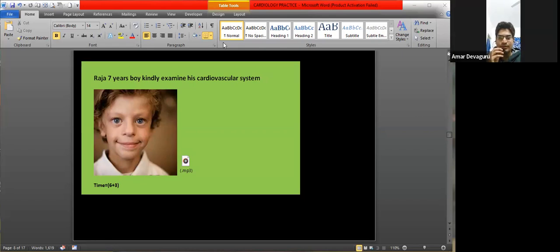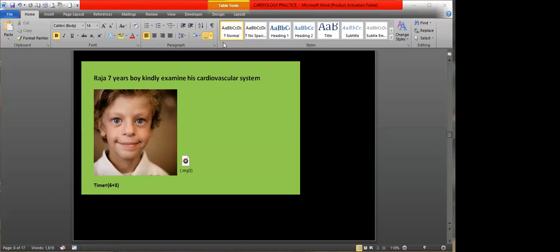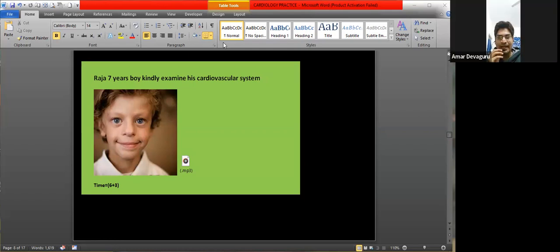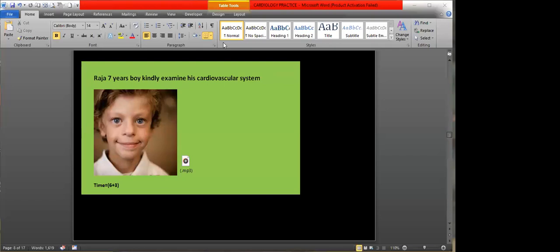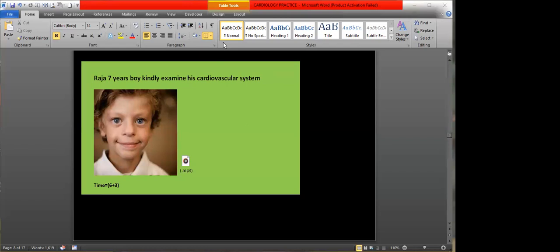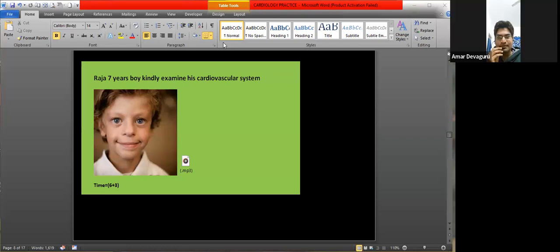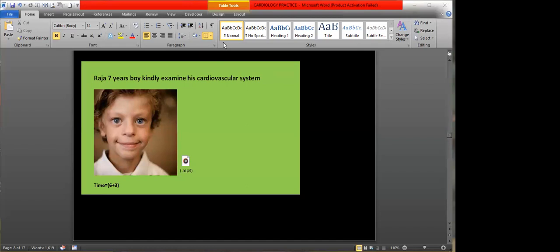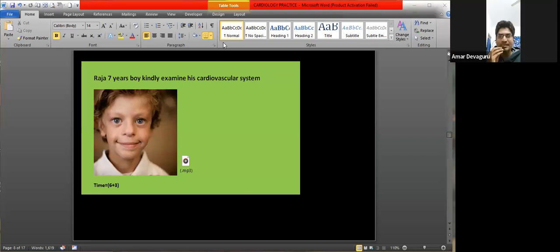Okay. So next, I would like to help him undress, and next, I would like to go to the end of the bed and inspect his chest from the foot end. How is the shape of the chest? No asymmetry, normal shape. So, are there any visible pulsations? No. Are there any scars? No. Any precordial bulge is there?